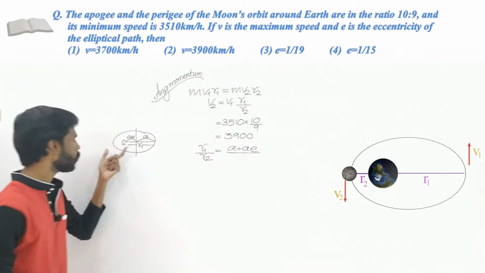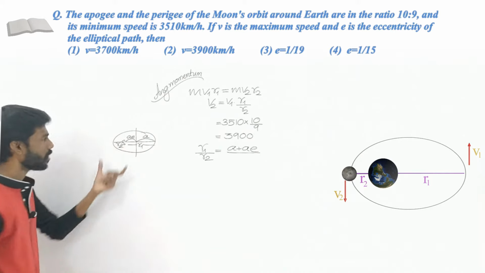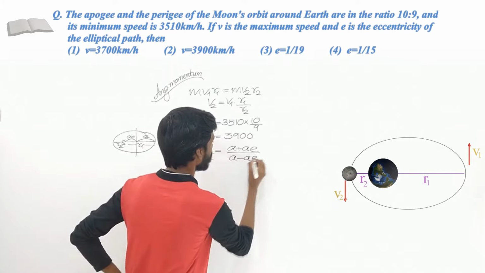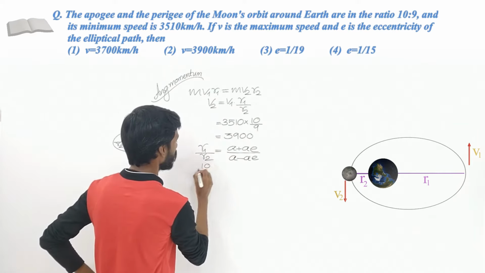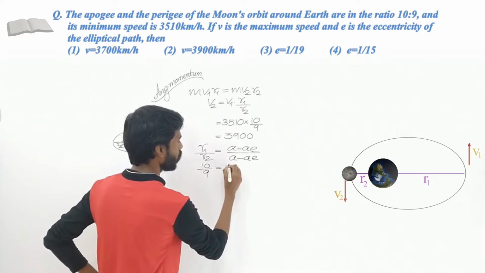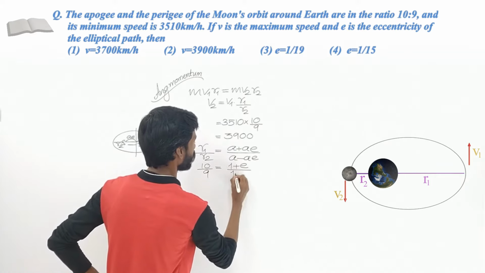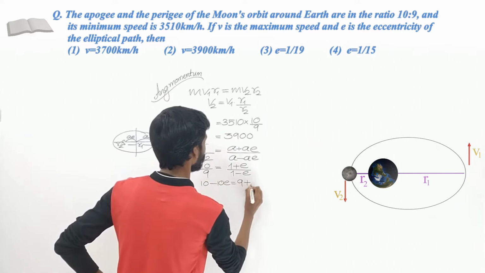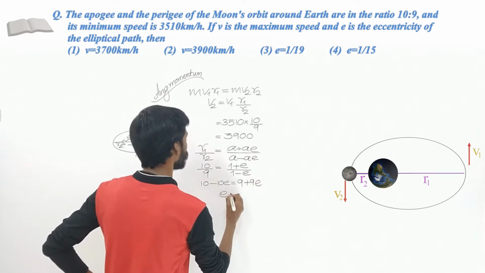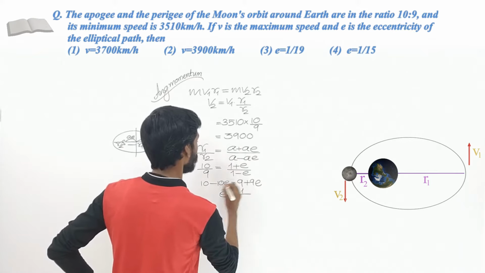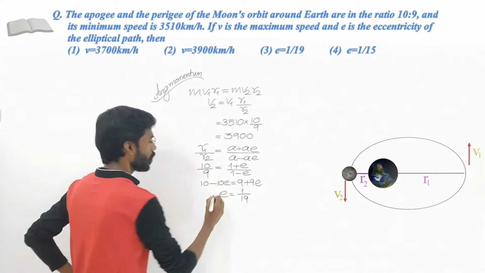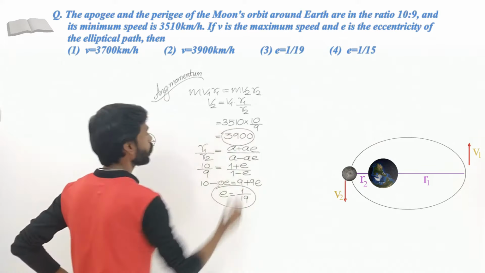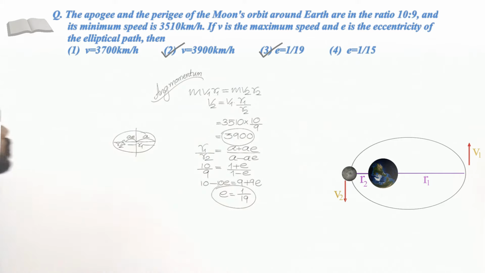Similarly, we can find r2. So r2 is this perigee distance, that is a minus ae. This ratio is given in the question as 10/9, and that must be equal to 1 plus e divided by 1 minus e. So just do the multiplication, and it equals 9 plus 9e. So this is the answer. The eccentricity is 1 divided by 19. This is the eccentricity of the elliptical path, and this is the maximum speed of the Moon, and that is the answer to the question.